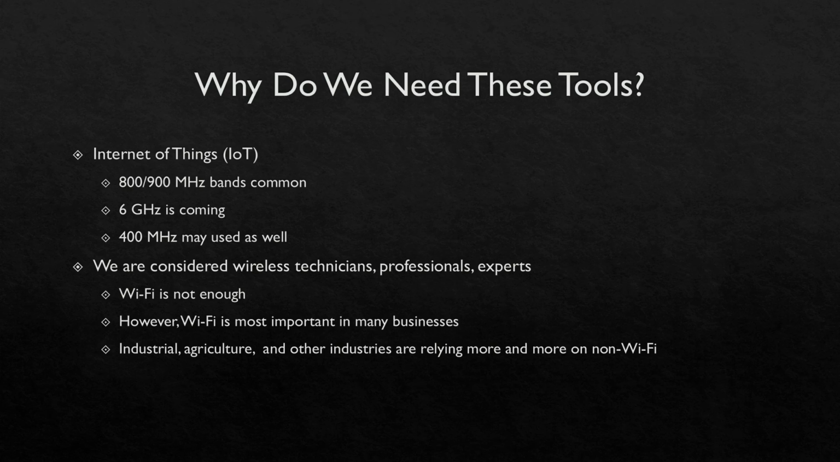But in industrial, agriculture, and many other industries, they're relying more and more on non-Wi-Fi because of the characteristics of these other technologies. More efficient use of a very limited spectrum, like in the 900 megahertz band. The reality that they can work over long distances. The fact that they only need a low data rate, and so it's fine that they work at those speeds. These things drive people into other frequency bands other than 2.4 and 5 gigahertz.